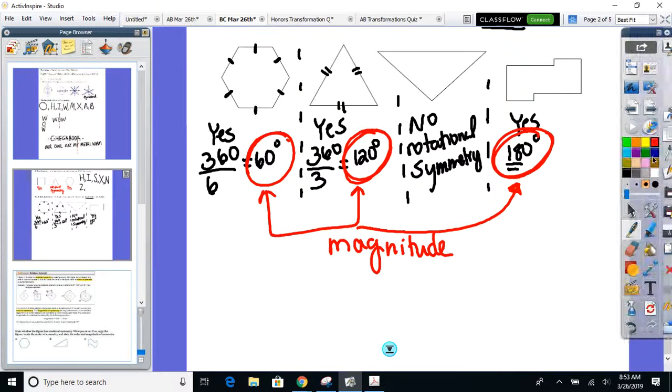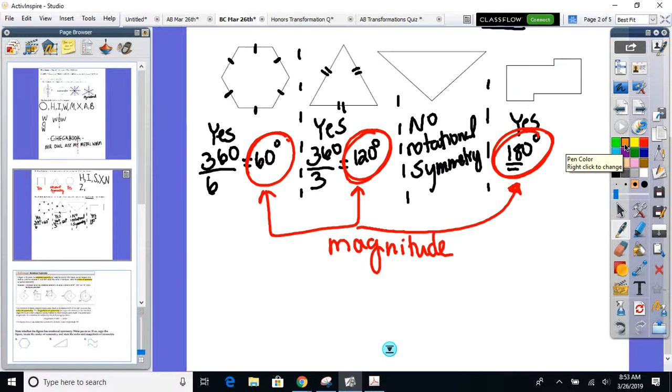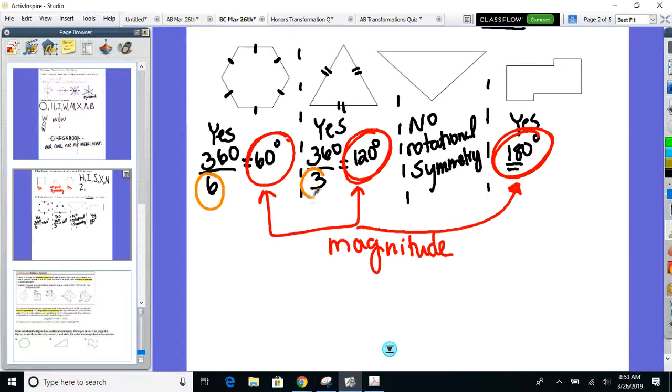Now, the number of, and this is going to get a little messy, I apologize. The number of times you can rotate it and get it back. So the 6, the 3, all right, and over here it would be how many times I could rotate it and get it back? Twice. Yes, it would be twice.